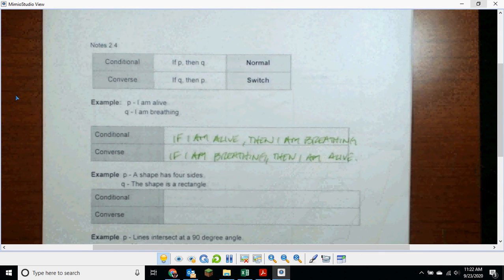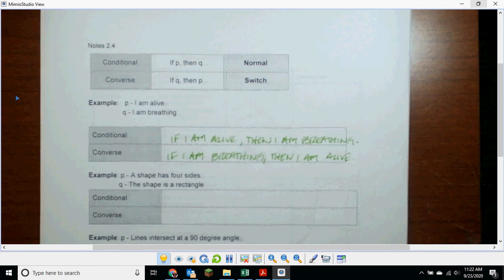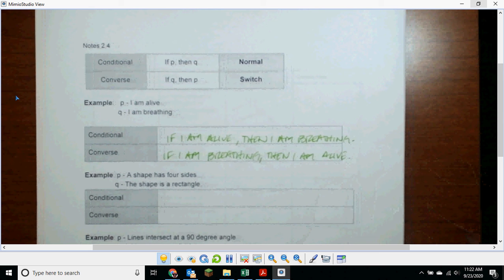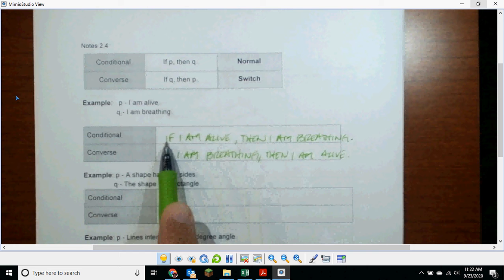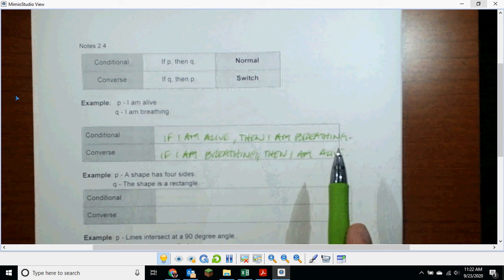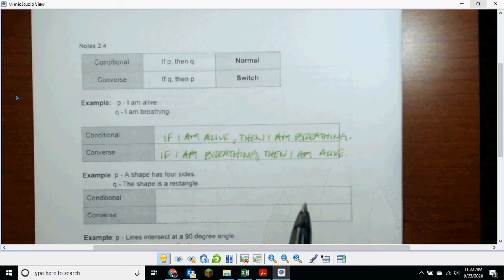Now, either, both, or neither of the conditional and the converse may be true. If we consider the conditional, if I'm alive, then I am breathing, is that always true? Can you come up with a counterexample? Yes. How about when you're holding your breath? You are alive, but you are not breathing. Now, is the converse always true? If I am breathing, then I am alive. Yes, that one is true, because you have to be alive in order to breathe. So if you're breathing, that's a test to know that you're alive.